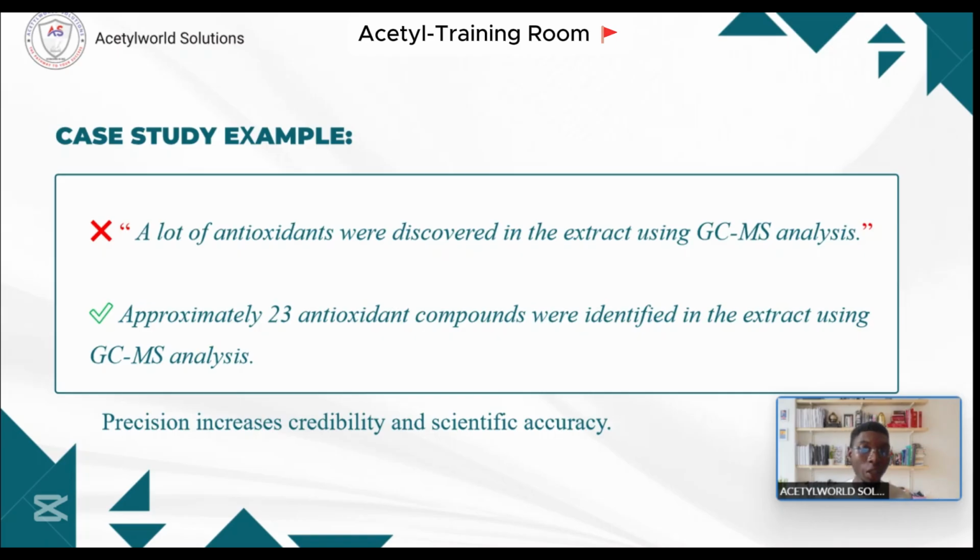Can you see the difference between the two? One is unsure and the second one is trying to tell you the amount, if not the actual amount, the approximate amount of antioxidant compounds found in that extract. So that is how an academic writing works. That is how to maintain an academic tone.